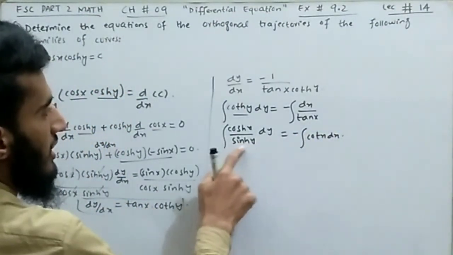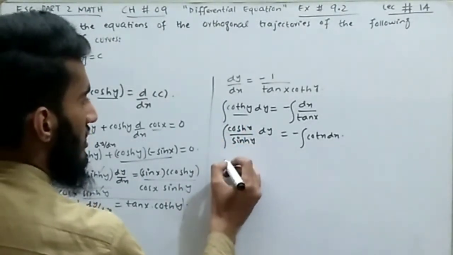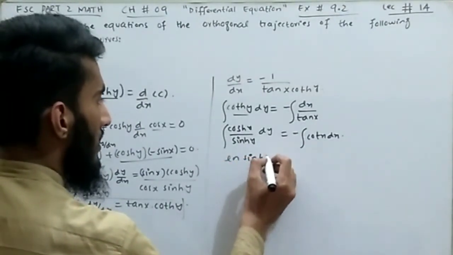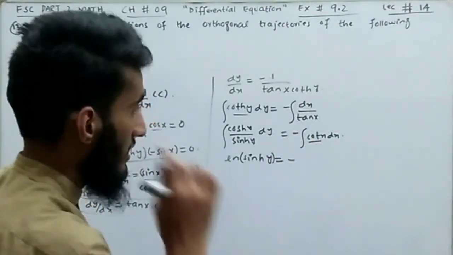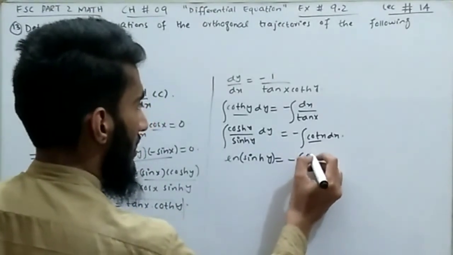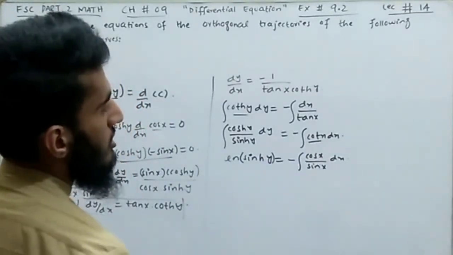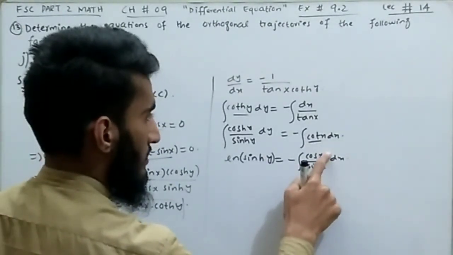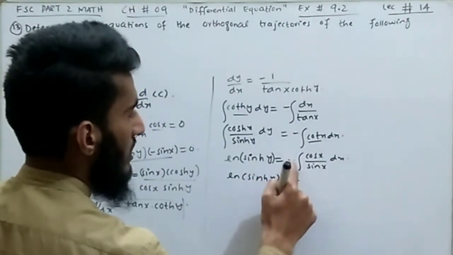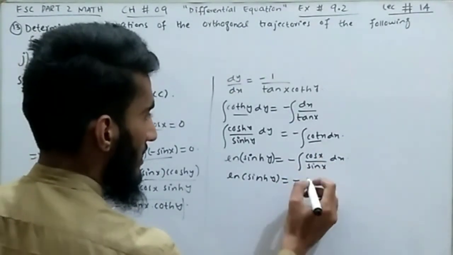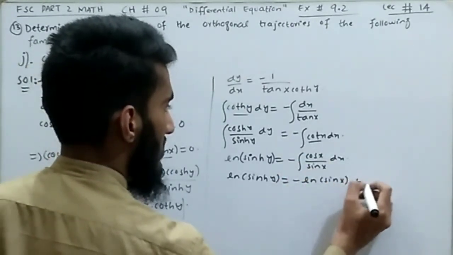Over here if we take sin hyperbolic y, its derivative is present in the numerator, which is cos hyperbolic y. It means its integration is ln of sin hyperbolic y, which is equal to minus the integral of cotangent x. We can write it in this form, cos x over sin x into dx. The sin x derivative is actually cos x, which is present. It means its integration will be minus ln of sin x, since the derivative of sin x is cos x.